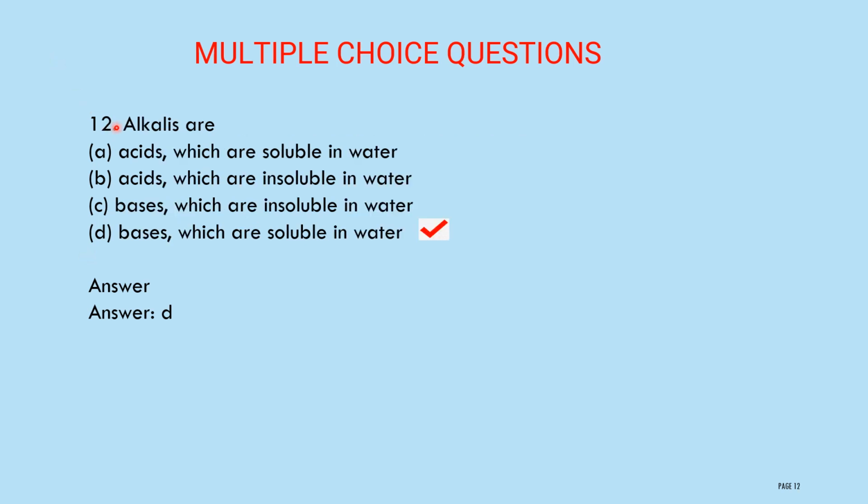Question number 12. Alkalis are: option A, acids which are soluble in water; option B, acids which are insoluble in water; option C, bases which are insoluble in water; option D, bases which are soluble in water. Alkali is nothing but a base which is soluble in water. Therefore, option D is the correct answer.